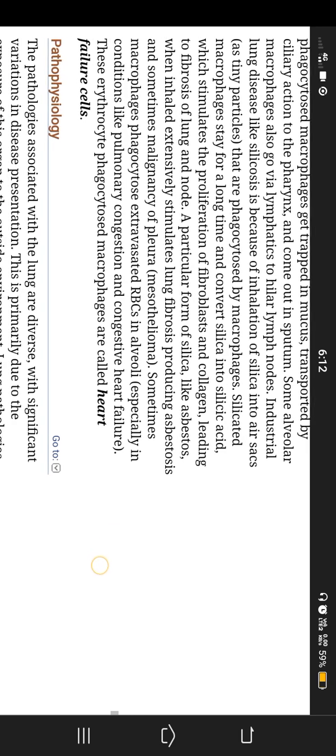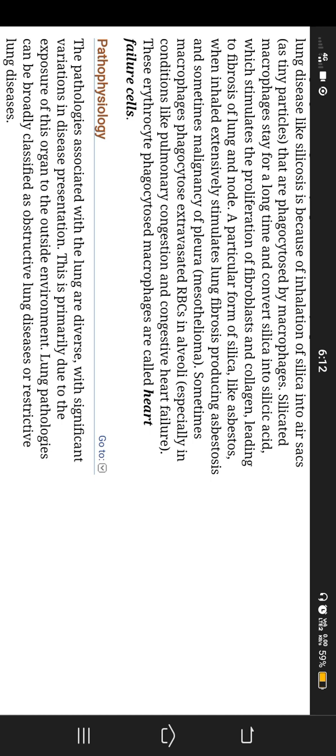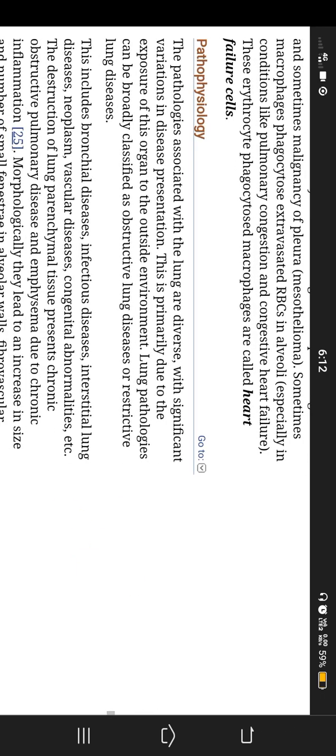Sometimes macrophages phagocytose extravasated RBCs in alveoli, especially in conditions like pulmonary congestion and congestive heart failure. Thus, erythrocyte-phagocytosed macrophages are called heart failure cells.